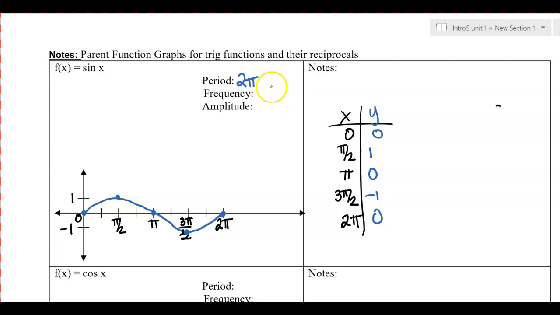I'm going to write it like this so that you understand the pi is in the denominator with the 2. And then the amplitude is 1. You can make any other notes for yourself that you want to help you remember this is the sine function versus the cosine graph, even though they're going to look really similar.